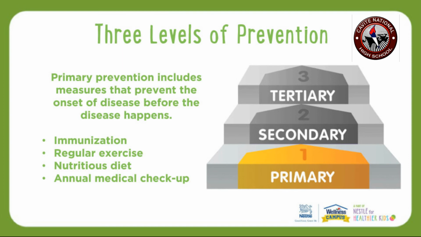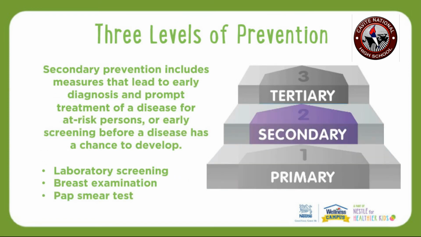Primary prevention includes measures that prevent the onset of disease. The goal is to lower your chances of getting the disease in the first place. Examples of primary preventions are getting immunization shots, getting regular exercise, eating a nutritious diet, having annual checkups with a doctor. Which of these primary prevention methods are you practicing?